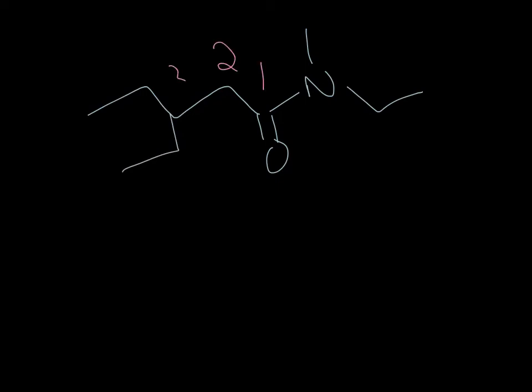For one more example, let's do that. So we have 1, 2, 3, 4, 5, let me add one more so it's not exactly the same, 6, so a 6-membered long chain. And then we have substituents here.